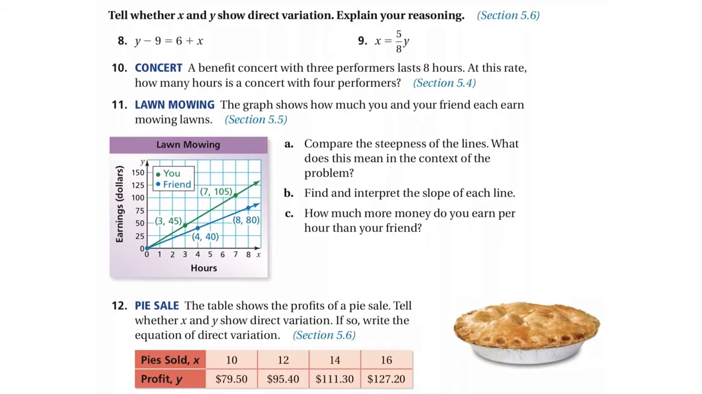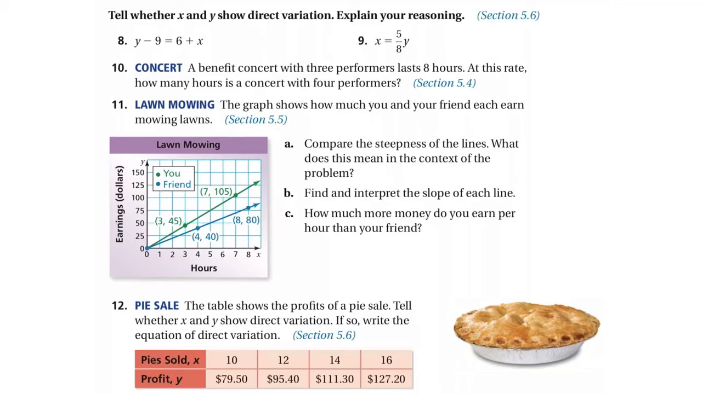For 8 and 9 here, tell whether x and y show direct variation. You're going to solve for y and then see if they fall into the form y equals kx. Number 9, when you're solving that one, remember to get y by itself, you're going to multiply both sides by 8 over 5. Number 10 is not so bad.